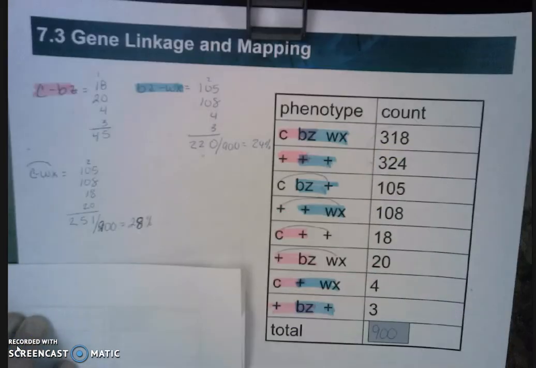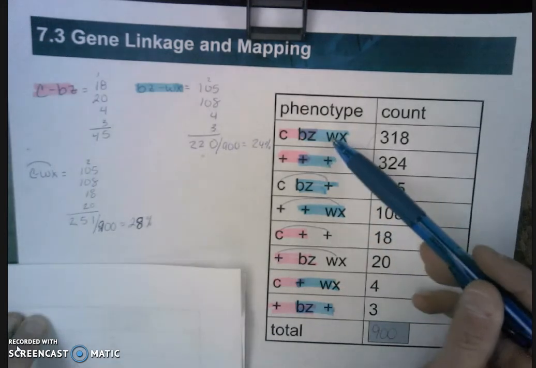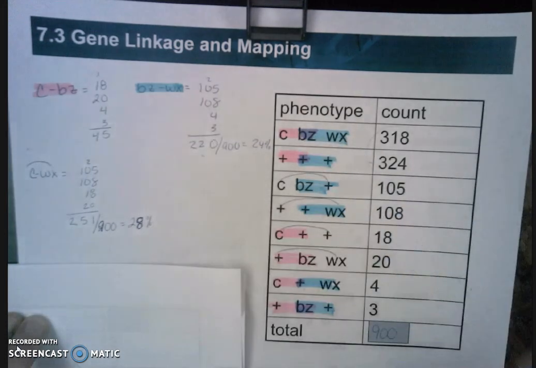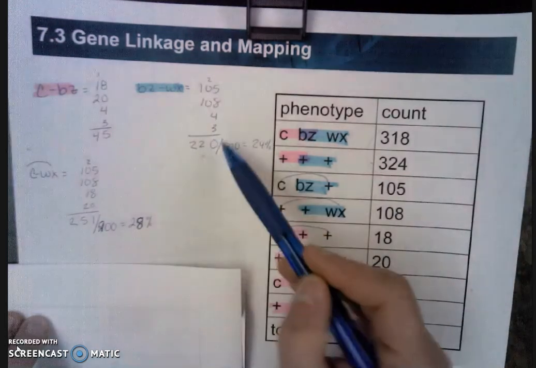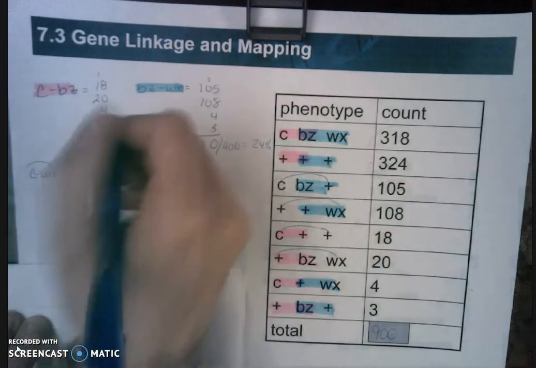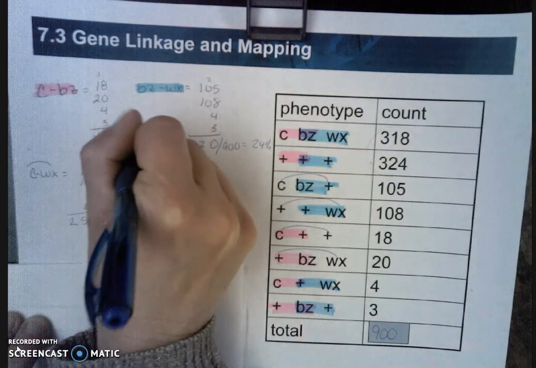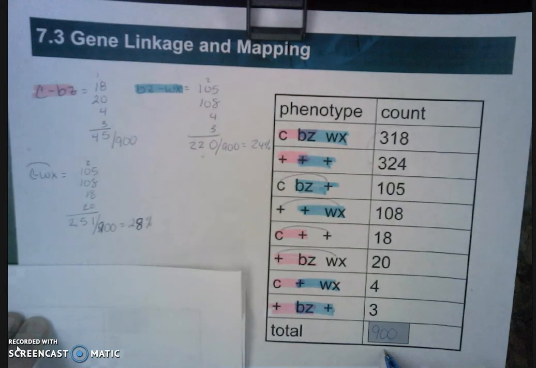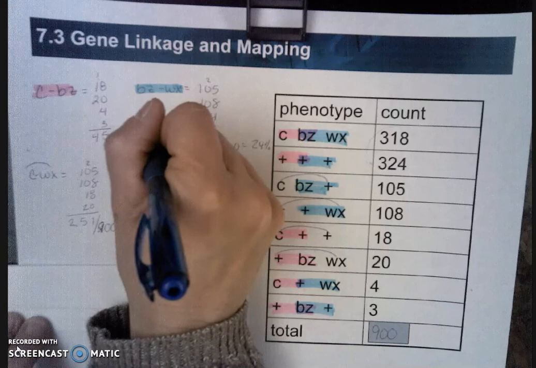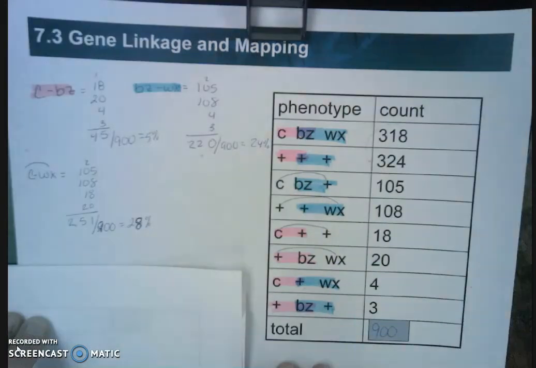Okay, so here we go. I finished up the information. So what I have done is I have color-coded the blue with the blue. So again, I'm looking for the patterns that do not match what my parent groups are. I'm going to add those numbers up. Then to find the frequency, I am going to take my totals and divide by the total number of offspring. Okay. Once I get that, 45 divided by 900 is going to be a 5% crossover frequency.